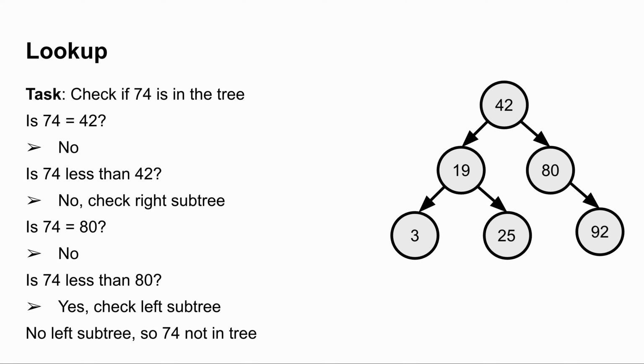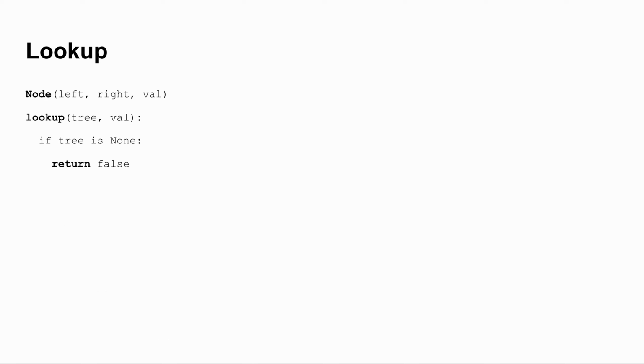There is no left subtree of 80, which means 74 is not in the tree. Let's look at some pseudocode.